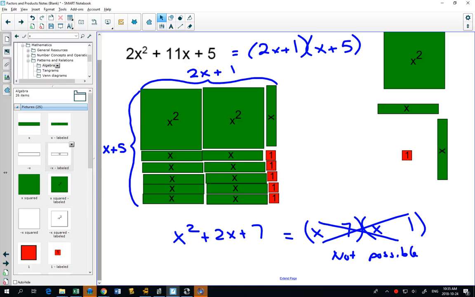So the algebra tiles is nice to see the connection between area and length times width. That's valuable. But as a technique to actually factoring, it's not very efficient. Okay? And so it's not something that we're going to use directly. We'll probably go with the technique that we've learned already, just thinking about how it works.